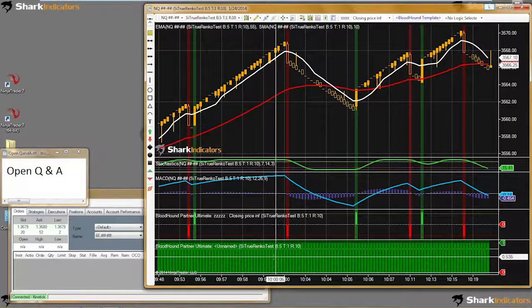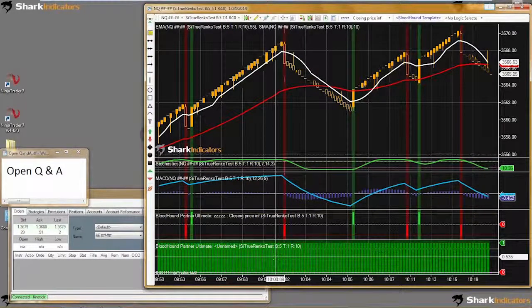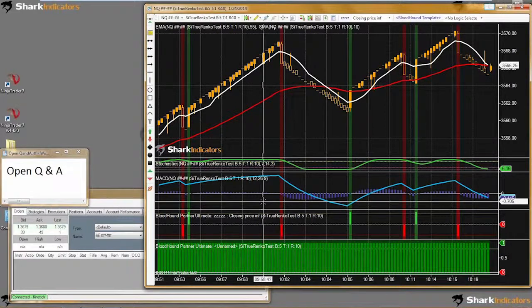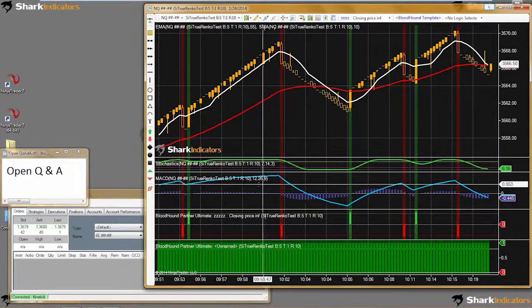And so NinjaTrader has its own built-in way of not having to calculate the same indicator twice. It knows that it's calculated it once, it caches all those values, and then it'll feed that out to any other indicator or strategy that may be using the same MACD with the same periods.